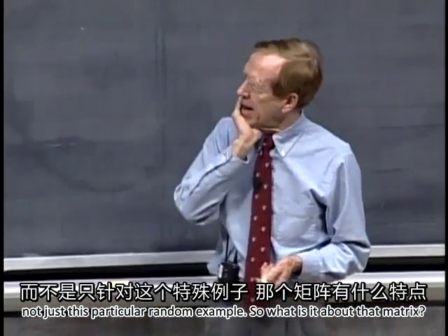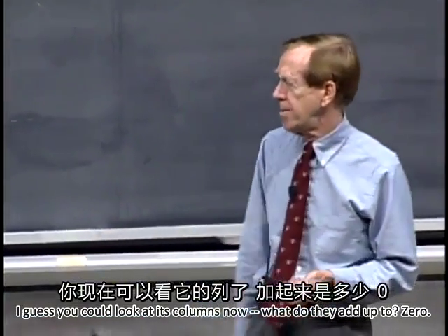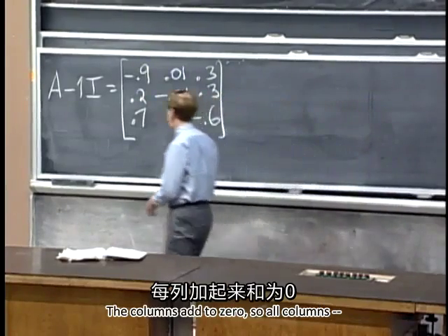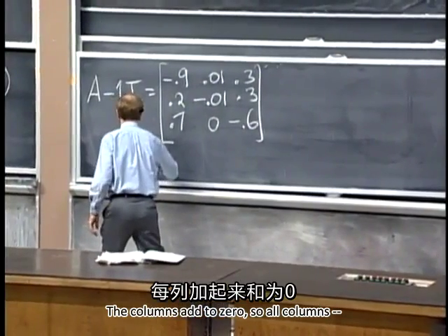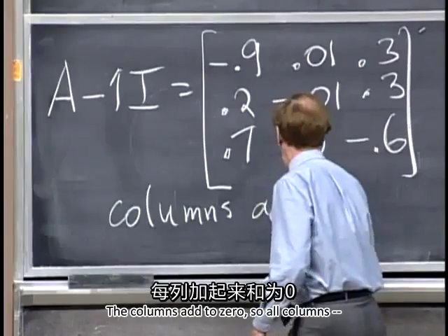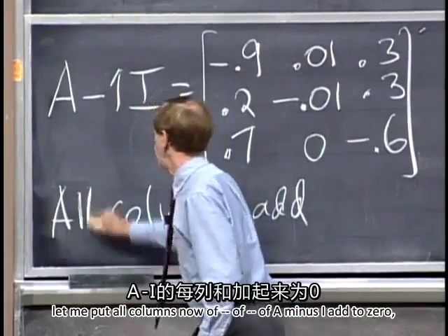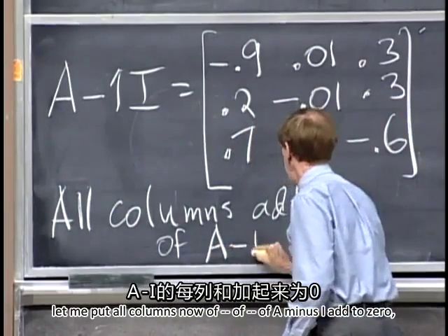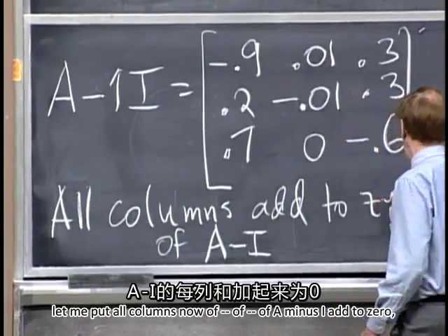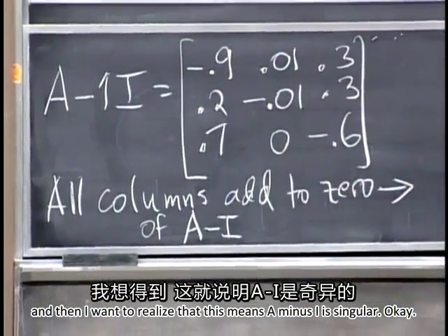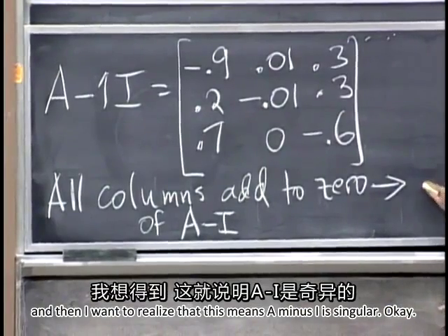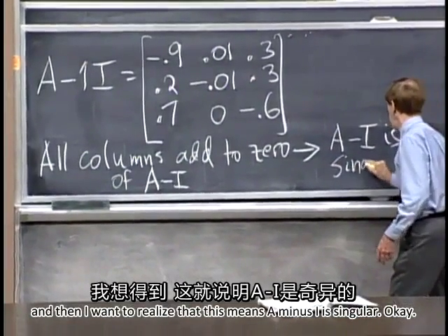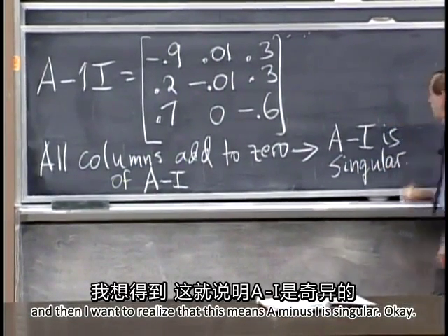So what is it about that matrix? Well, you could look at its columns now. What do they add up to? 0. The columns add to 0. So all columns of A minus I add to 0. And then I want to realize that this means A minus I is singular. Okay.